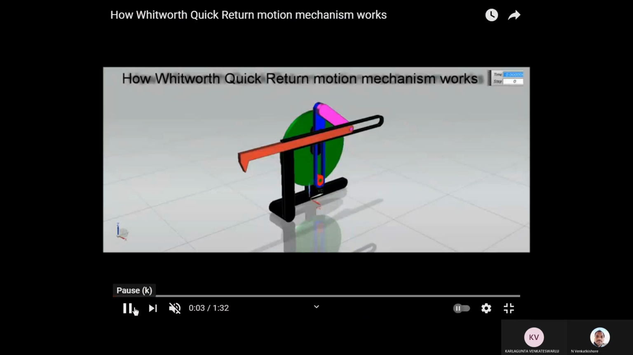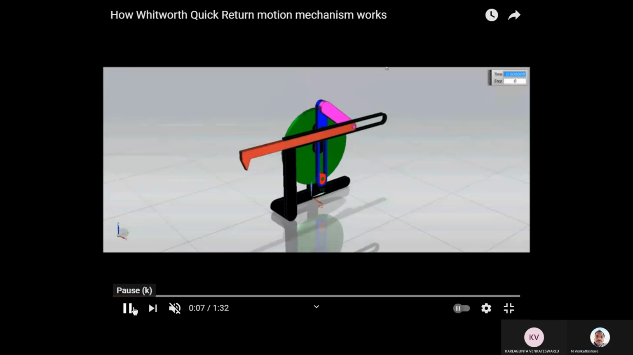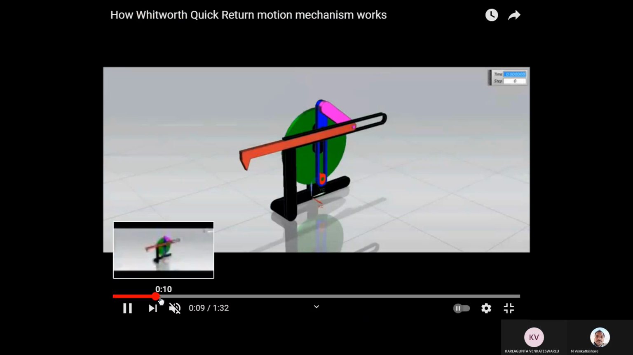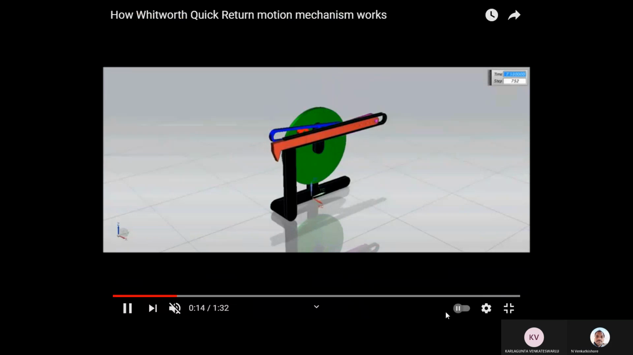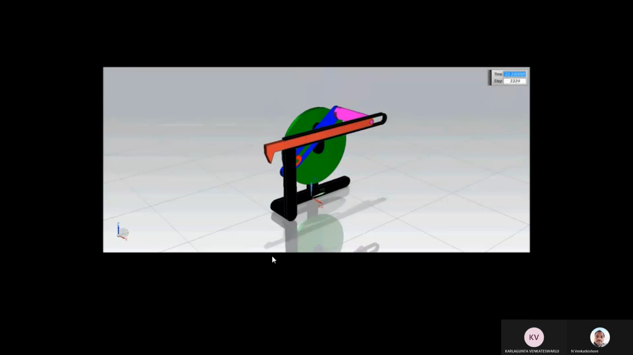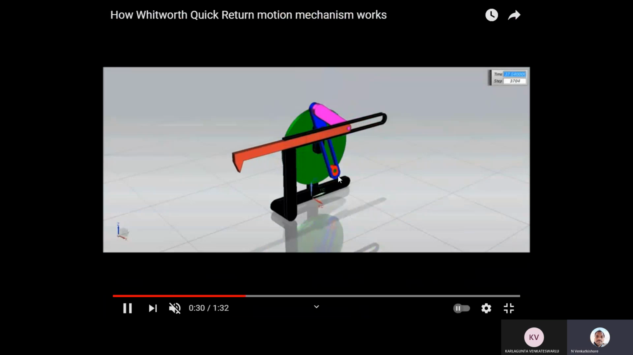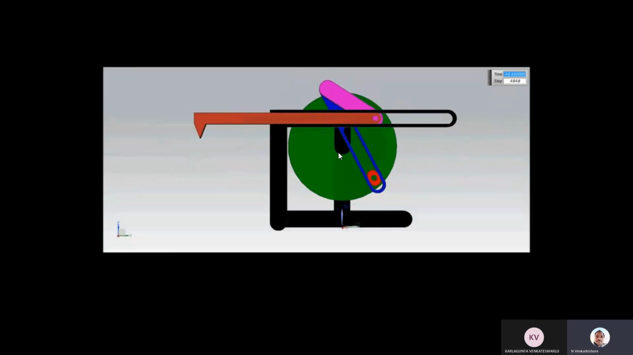This is the animation. This is a Whitworth mechanism. Mostly both look the same. See, this is the slotted bar. The slotted bar is rotating 360. In the single slider crank mechanism, it is just oscillating.